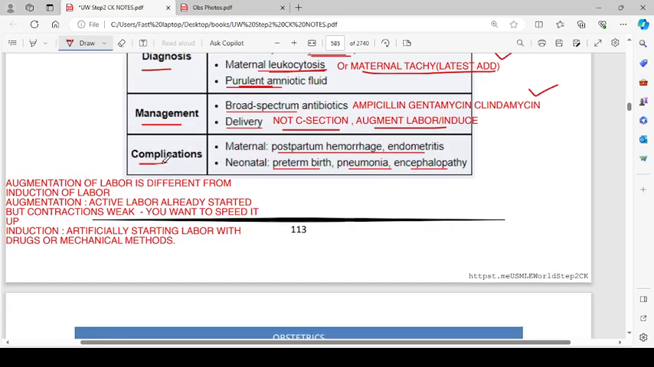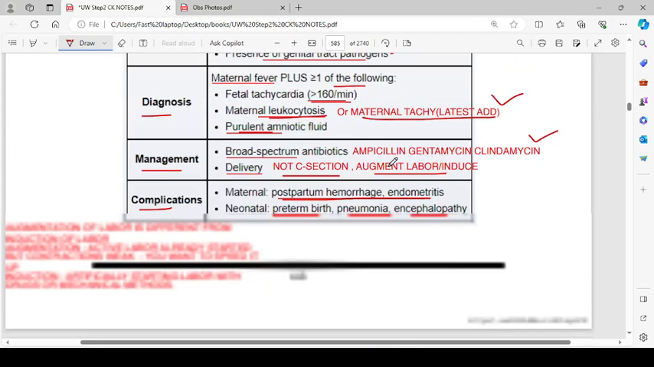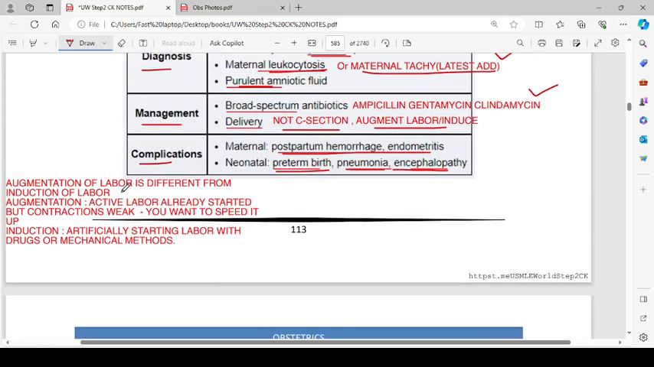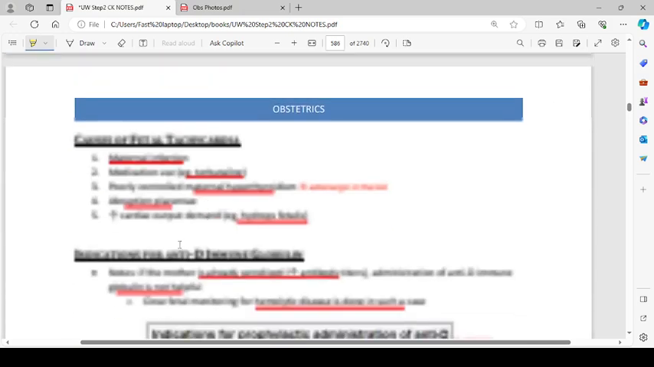Induced labor. Complications of chorioamnionitis can be maternal, postpartum hemorrhage and endometritis, and neonatal complications can be preterm birth, pneumonia, and encephalopathy. Okay, then we have augmentation of labor, which is different from induction of labor. Augmentation: active labor already started, but contractions are weak. You want to speed it up. So in augmentation, the contractions are happening. You just want to speed them up, so that's why you augment the labor, right? In the induction of labor, we artificially start the labor with drugs or mechanical methods. Okay, so they are different.